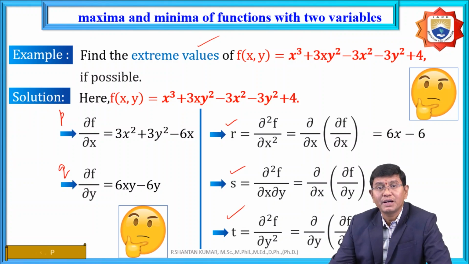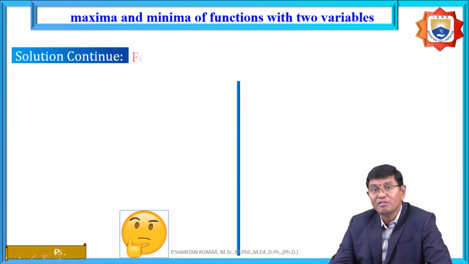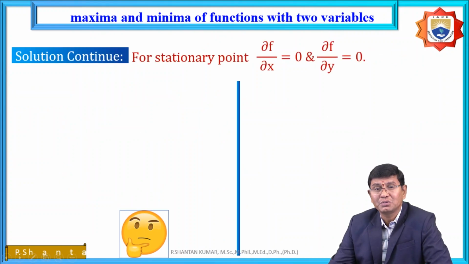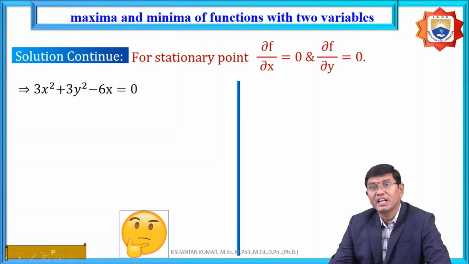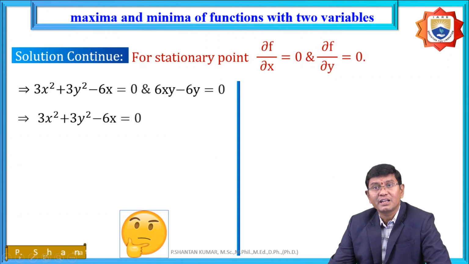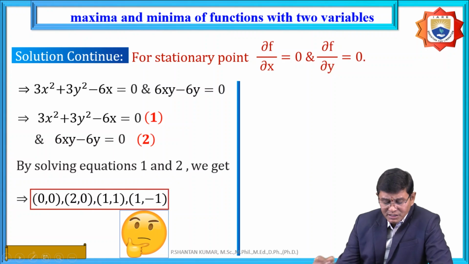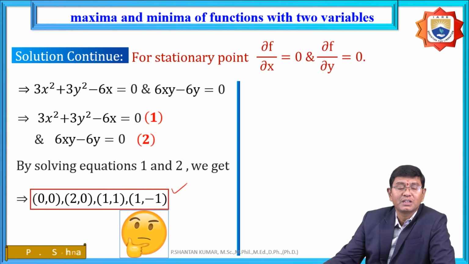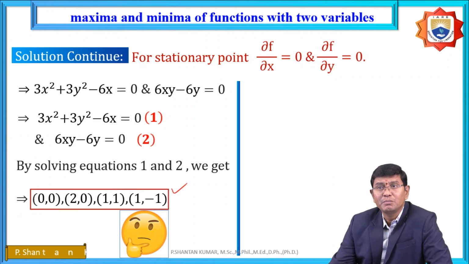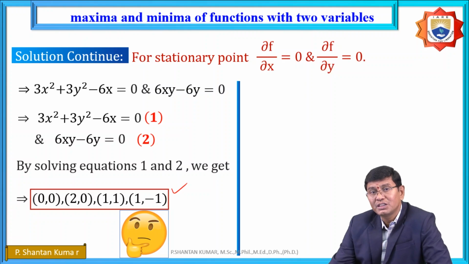Further, we need to find the stationary points. The stationary points are calculated by solving p = 0 and q = 0. By solving the first and second equations, for example, we obtain the 4 stationary points.